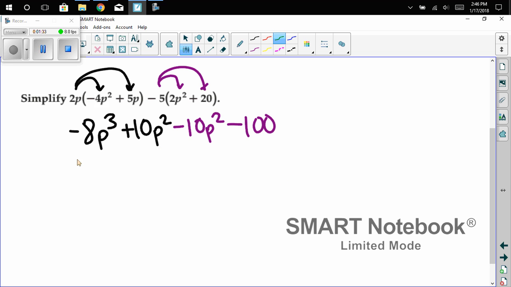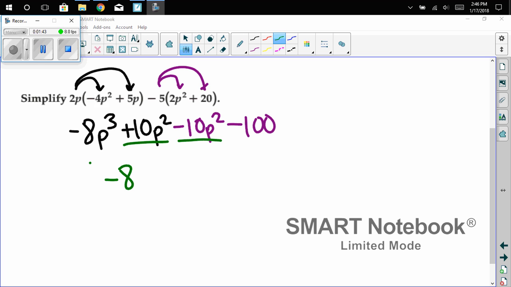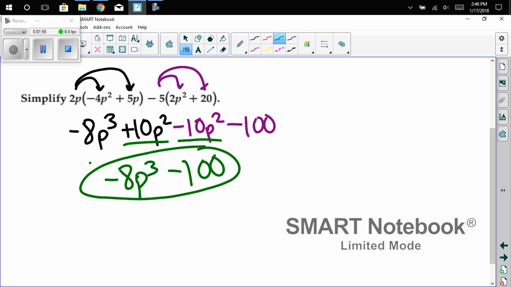Now, we always should check to see if we have like terms at the end. In this case, we have these two p squareds, so we should put those together. So we get negative 8p cubed, and then 10p squared minus 10p squared is 0. It cancels out in this case, so it's negative 100. And that would be the solution.